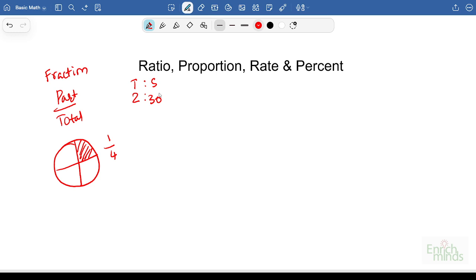I can scale up or down these quantities. I can double the quantity of teachers, or I can make it half. So if I double the quantity of teachers, then I have to double the quantity of students as well to get 4 teachers managing 60 students. Now here I'm talking about proportions. Proportions are used to scale the quantities.